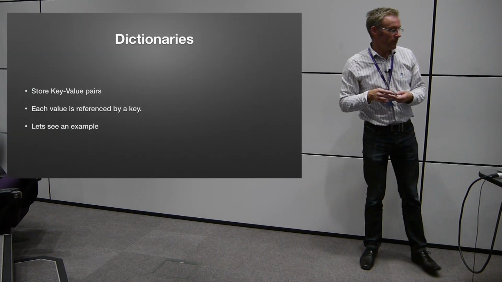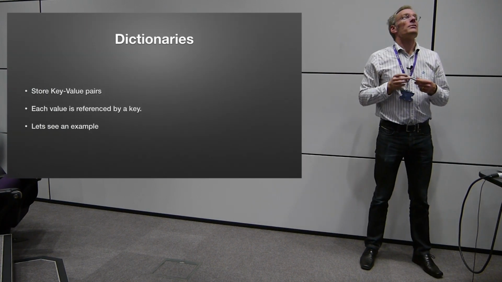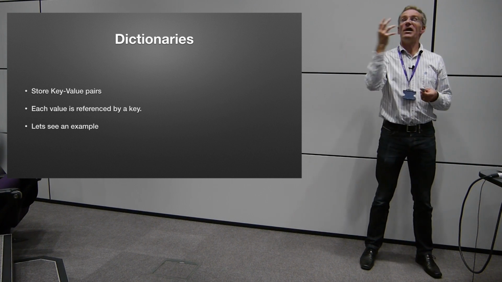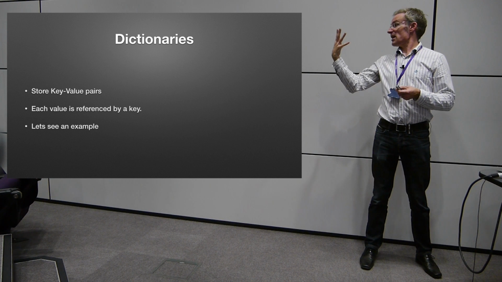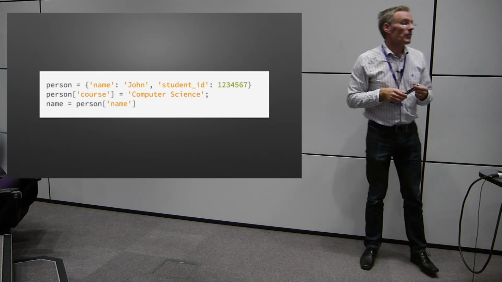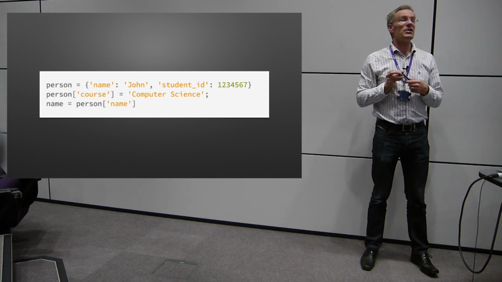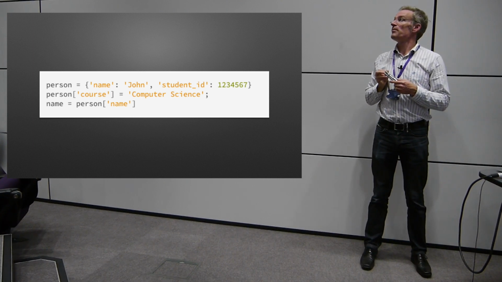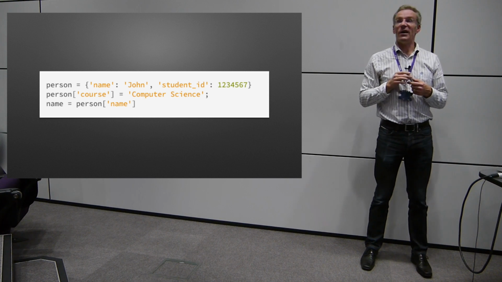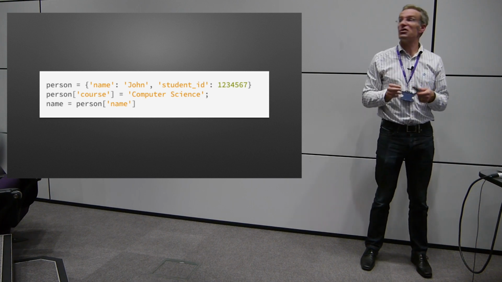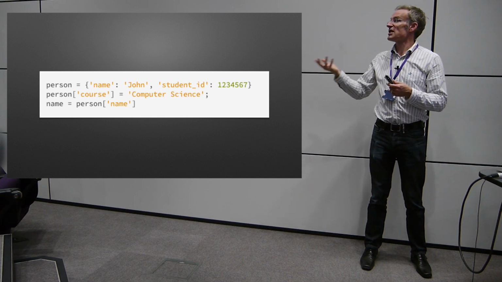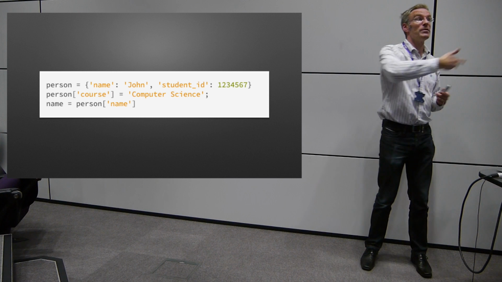Now, a dictionary, I've got an example in a minute, stores key value pairs. So every value in the dictionary has a name. If we look at the example there, I have a dictionary called person, and it contains 2 values: a name and the student ID. So it's a bit like a database record. In fact, we use it to store records from databases.